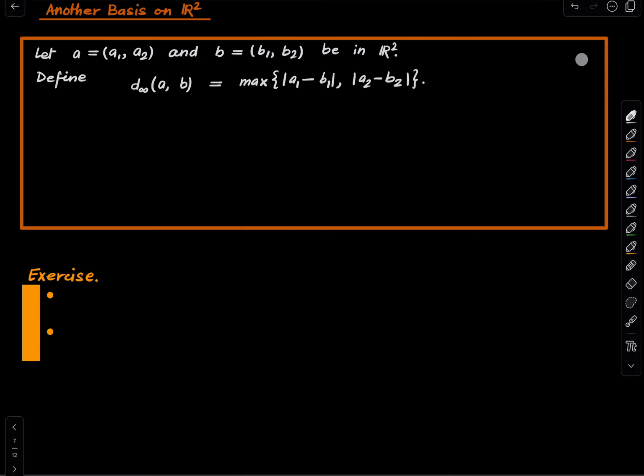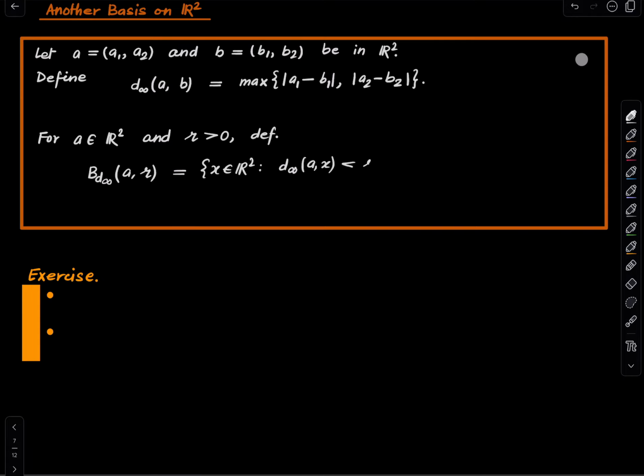At the same time, we define, for a point in R2 and a real number, the infinity ball, or I don't know the standard name. This is equal to all the points in R2 whose infinity distance from A is less than R. So let's try to understand this guy in terms of these balls.